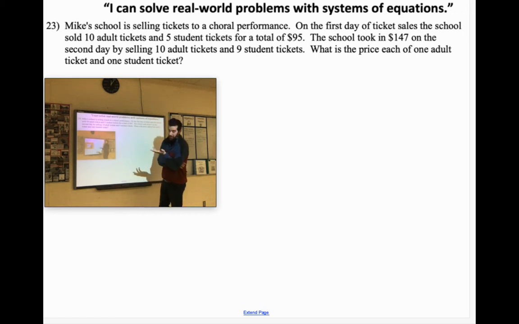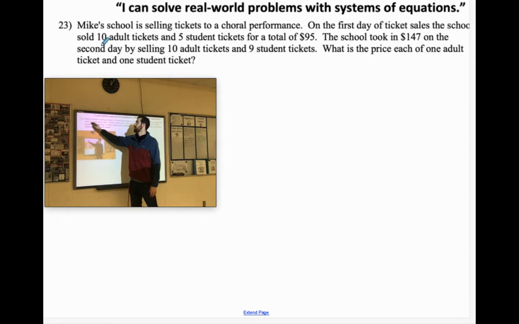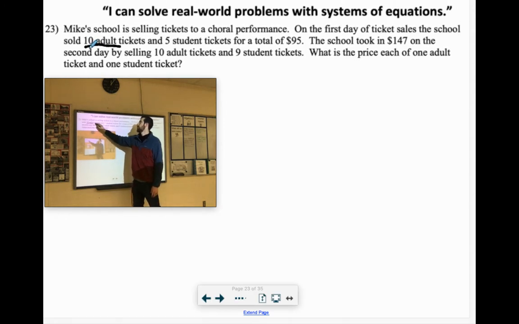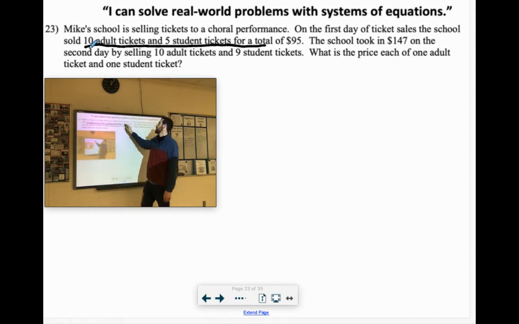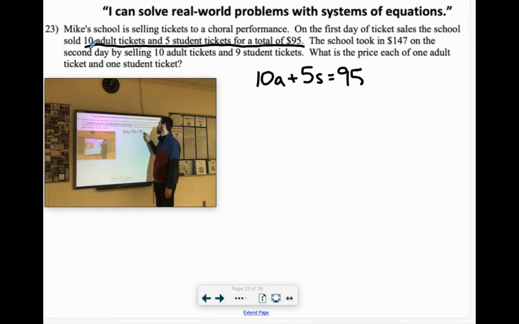Problems are the ones that you don't have to write a coordinate for. Mike's school is selling tickets to a choral performance. On the first day, the school sold 10 adult and 5 student tickets for $95. 10A plus the 5S equals 95.